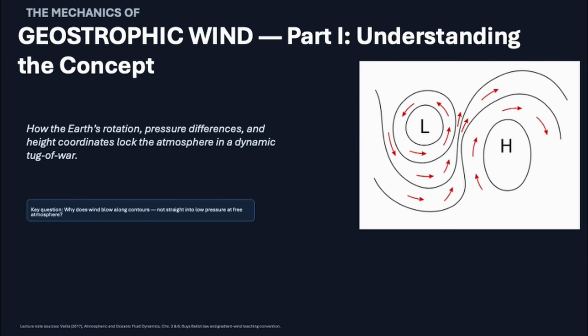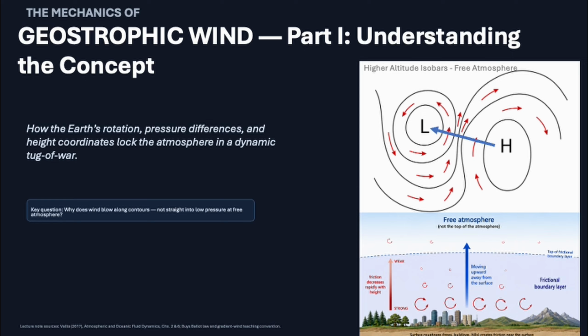The pressure gradient force pushes air from high pressure toward low pressure. So, if that were the only important force, we would expect the wind to accelerate directly toward lower pressure. But when we look at the free atmosphere, something surprising happens.